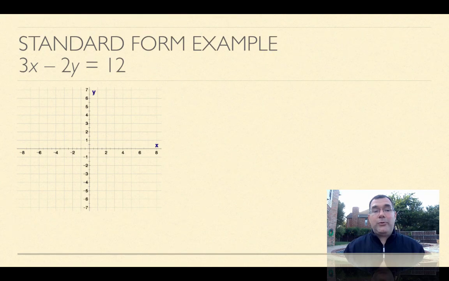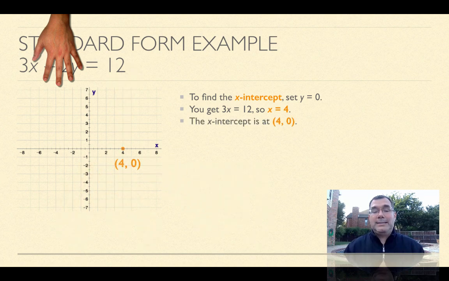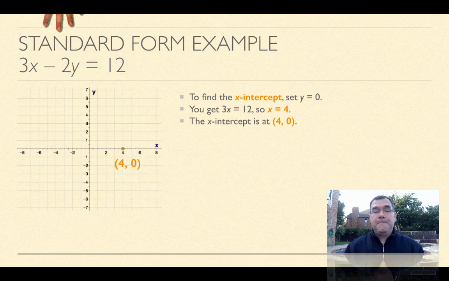Let's look at an example, 3x minus 2y equals 12. I'm going to set y equal to 0, so basically I cover up my y's, and I get an equation of 3x equals 12. And if I solve that, 3 times a number equals 12, that number has to be 4. So my x-intercept is at 4, 0. So I plot that point.